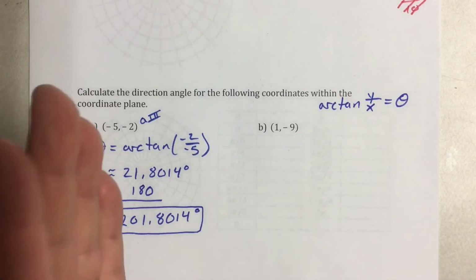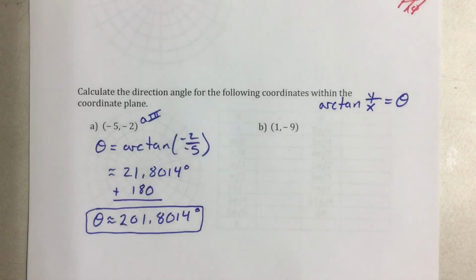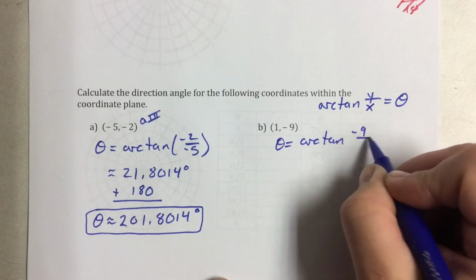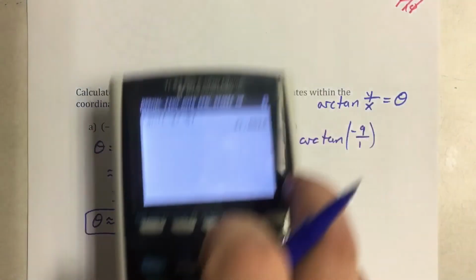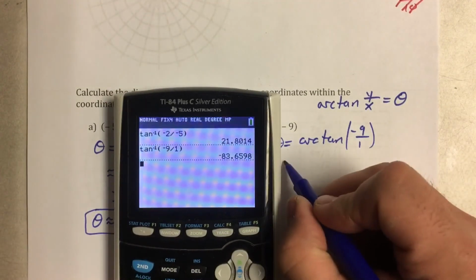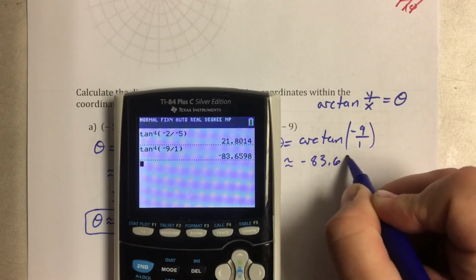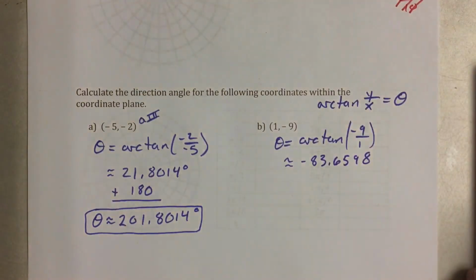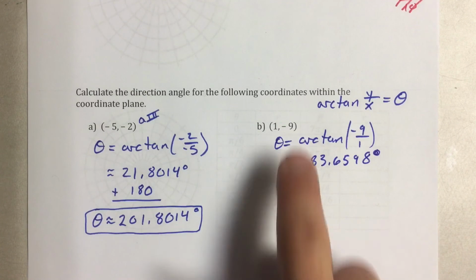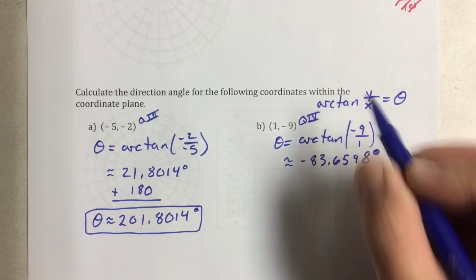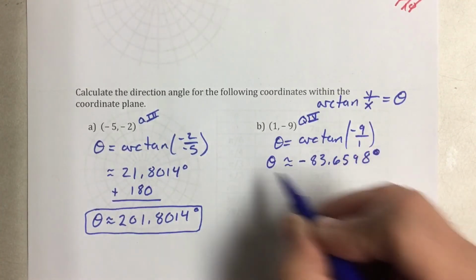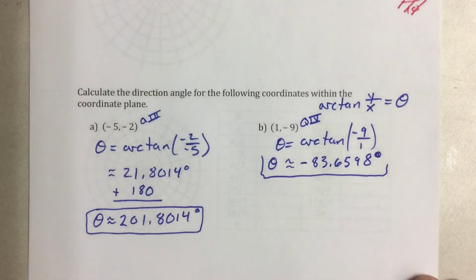So it's the same process here with this next one. So theta equals the arctangent of -9 over 1. All right, so I'll show you what that looks like. So the arctangent of -9 divided by 1. We get from this, interesting, -83.6598. Okay, and that's degrees. Okay, does that match our coordinate? So 1, -9, that's in quadrant 4. And what's interesting is this negative angle measure is in quadrant 4.